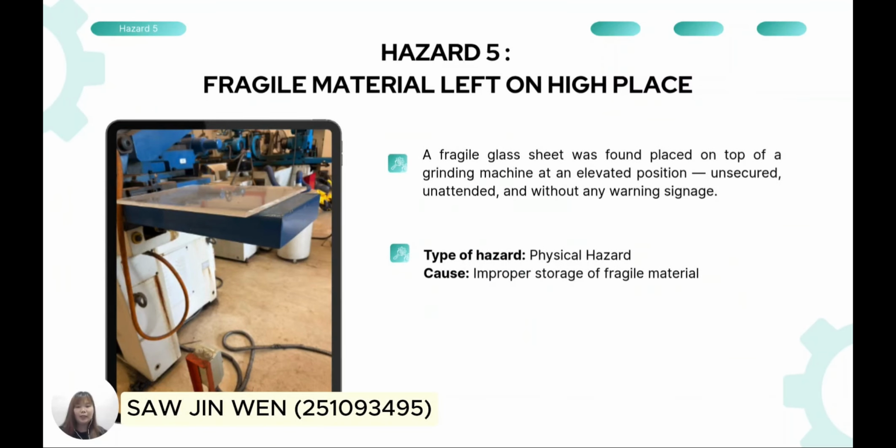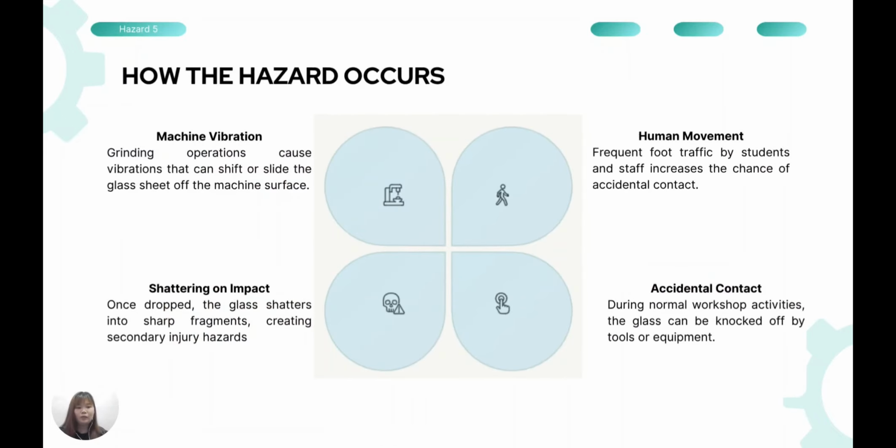Today, I want to highlight hazard 5, which is a fragile glass sheet found loosely unsecured and without any warning sign on top of an elevated grinding machine. This type of hazard is categorized as a physical hazard and is caused by improper storage of fragile material. How does the hazard occur?